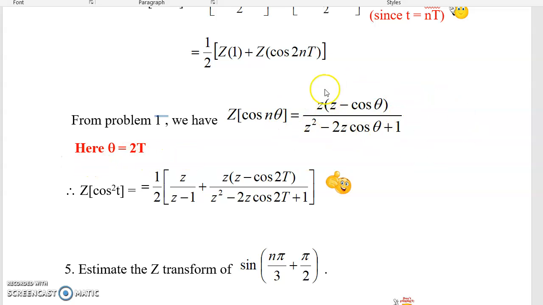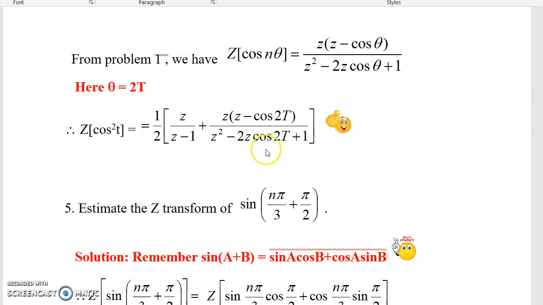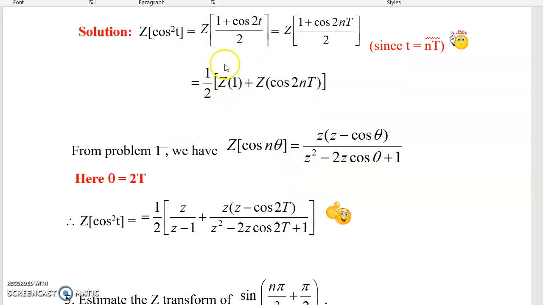So in the final answer, instead of theta, here you have to replace theta as 2t. So this is the answer. In the place of theta, you should write 2 into t. And the first term is z of 1. See, z of 1 is z by z minus 1. And this is the answer of the second term using this formula where theta is 2t. So this is the final answer for z transform of cos squared t.